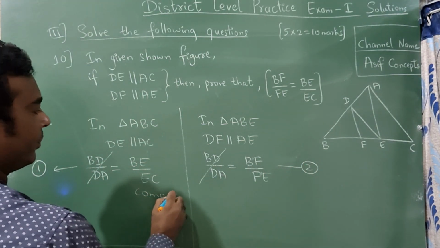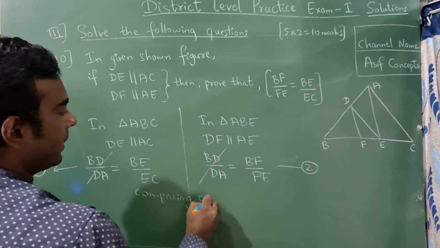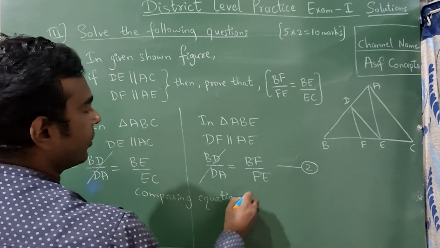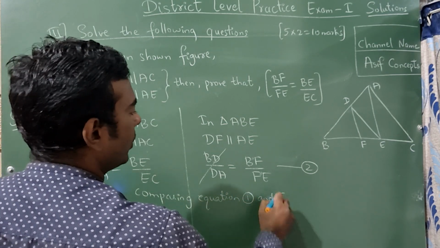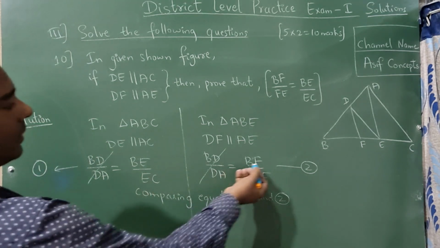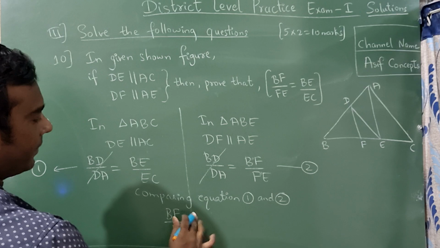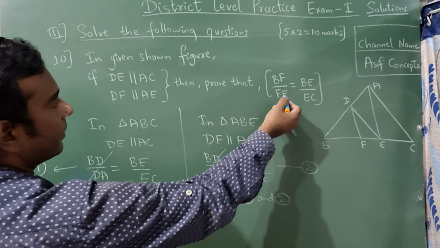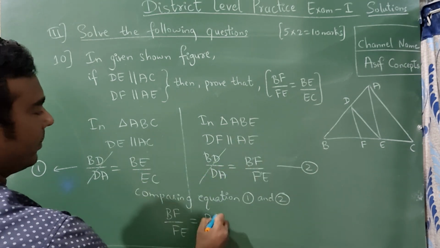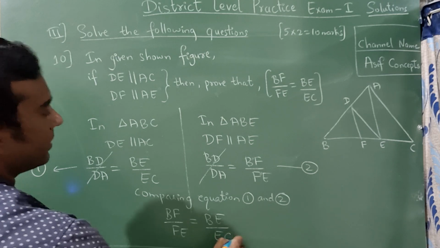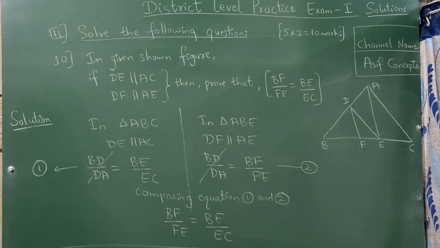Comparing equations 1 and 2, what is remaining is BF divided by FE is equal to BE divided by EC. This completes your answer.